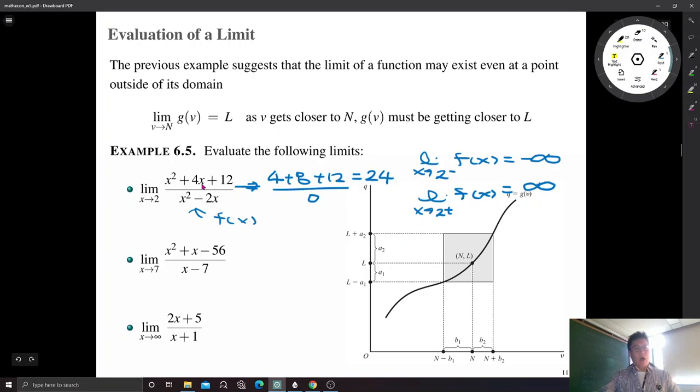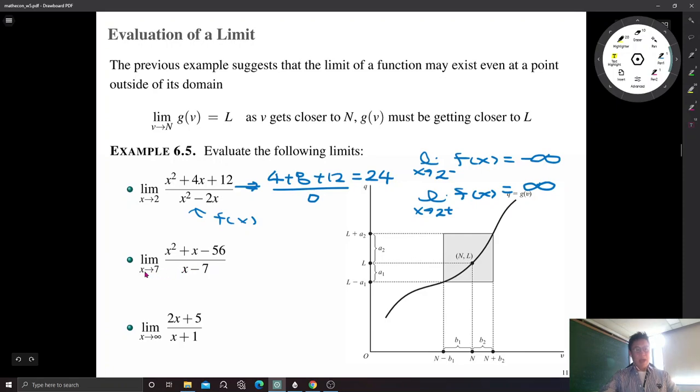So the limit of this function at number 2 does not exist because it diverges to either negative infinity or positive infinity. Now let's examine the second example.